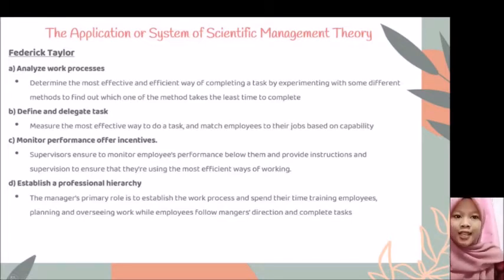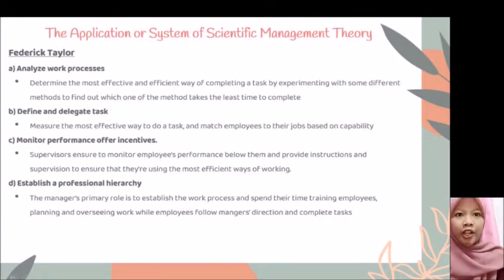Third is monitor performance and offer incentives. A supervisor monitors the performance of the employees below them and provides instruction and supervision to ensure that they are using the most effective way to do their job. Since employees repeat the same task every day, their skill increases day by day, so the quality and quantity of production increase and they get higher incentives. Employees are motivated because they are financially rewarded based on their performance. The more effective the workers are, the higher the incentive will be.